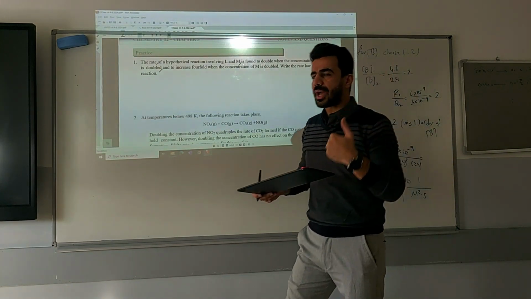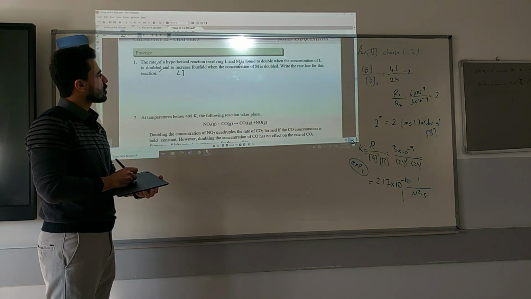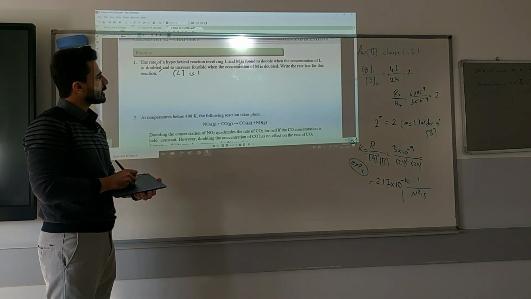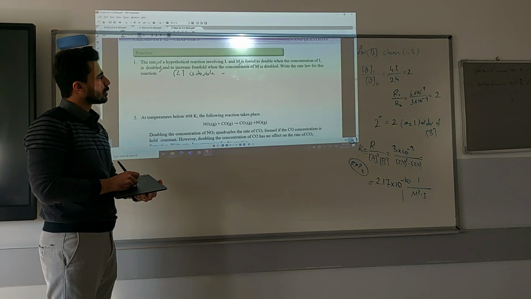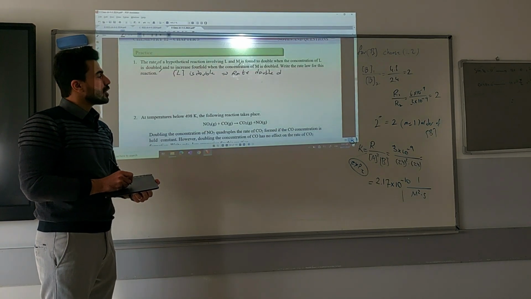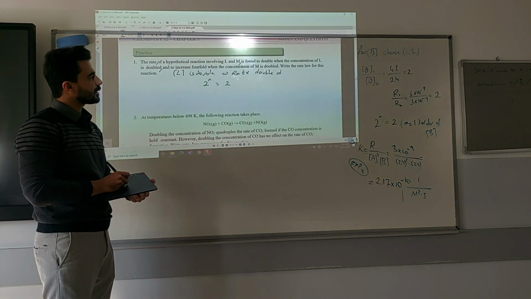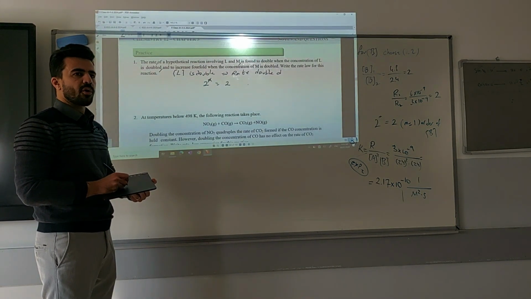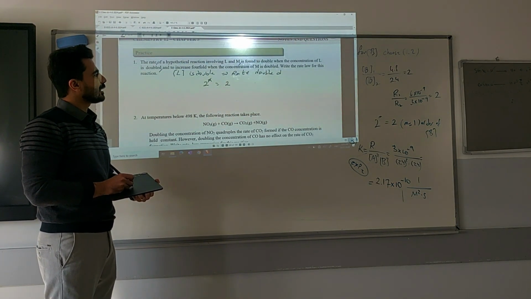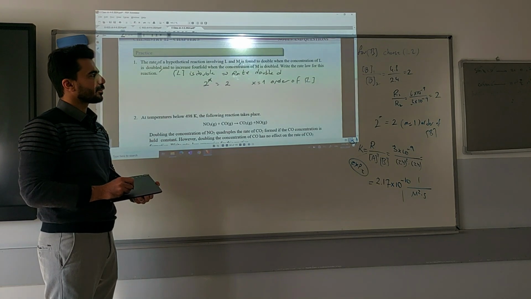So let's write this in an easier way. It's saying that concentration of L, when it is doubled, rate also doubles. So if we double something and the rate is also doubled, what is the power? Let's say x. What is the order? What is the power of L? It's 1. So 1 is the order of L.